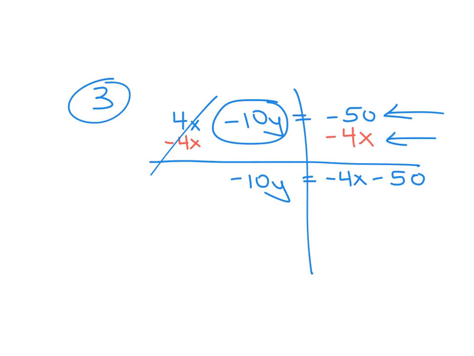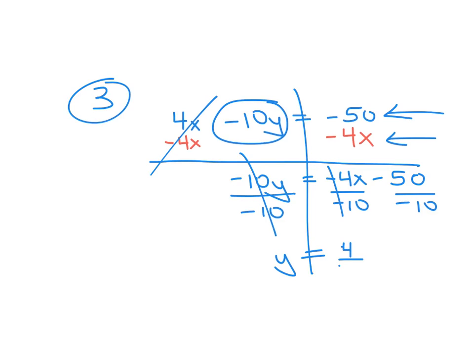Okay, so my last step is to divide each side by the number in front of y, which is negative 10. So I'm going to divide everything by negative 10. Anything divided by itself is 1, so I'm left with y equals. My negatives cancel. This leaves positive 4 over 10x. Again, for the second one, my negatives cancel, so this leaves a positive 50 over 10.